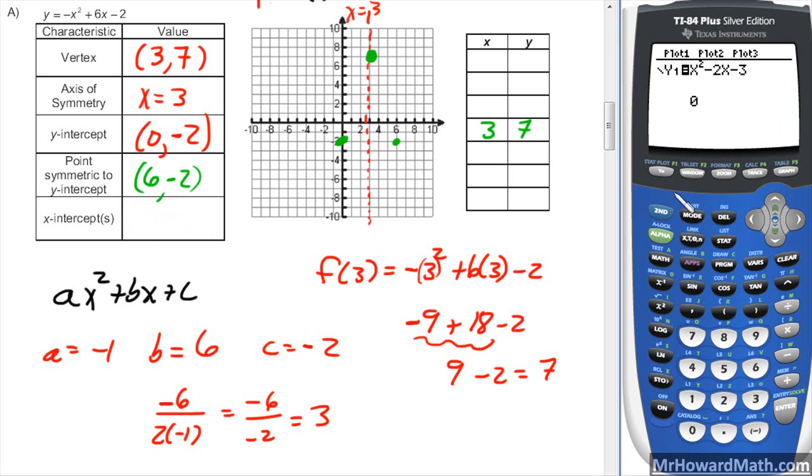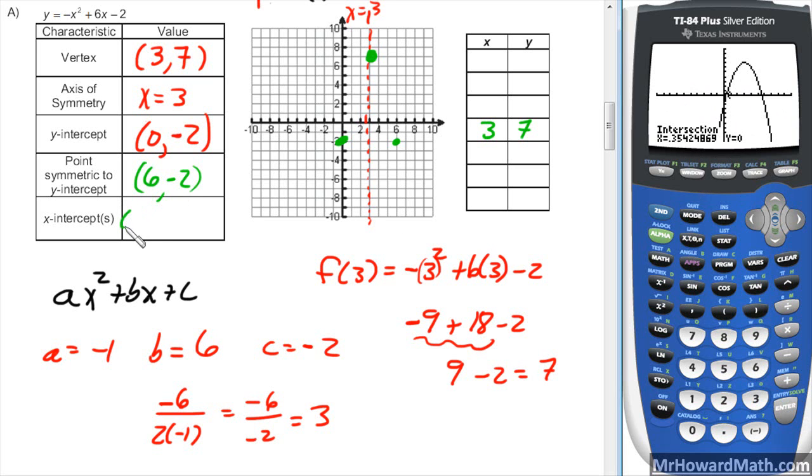Now let's find the x-intercepts. So put the function in, negative x squared plus 6x, and subtract 2. We already have y equals 0 graphed on top of the x-axis there. So second trace, option 5 for intersection, first curve. The calculator asks you a series of questions here. First curve is the parabola, yes, hit enter. Second curve is the line y equals 0, yes, hit enter. Guess, I'm on top of that 0, so I'll just hit enter there. We'll round to 2 decimal places, 0.35, 0.